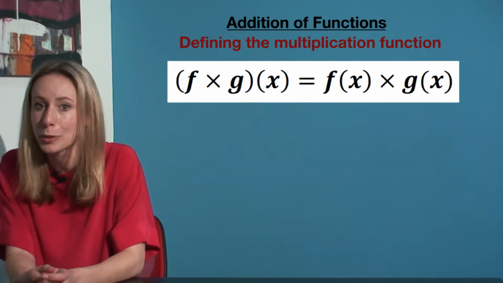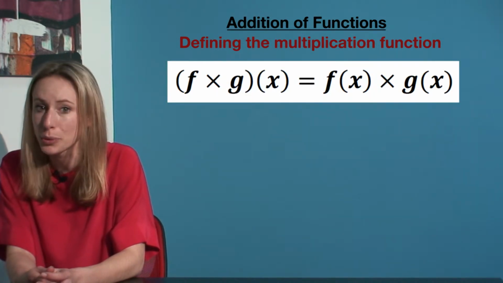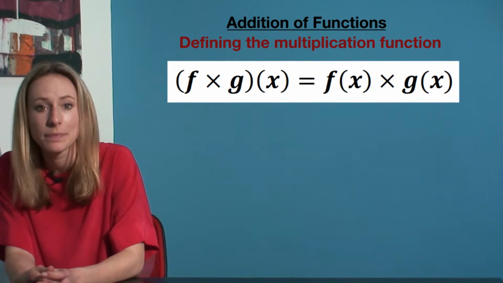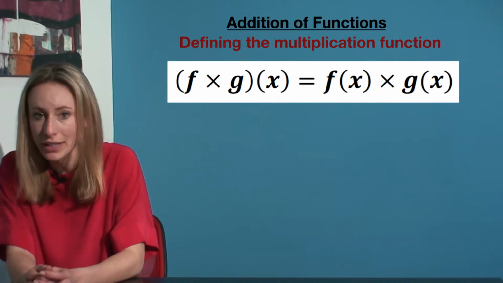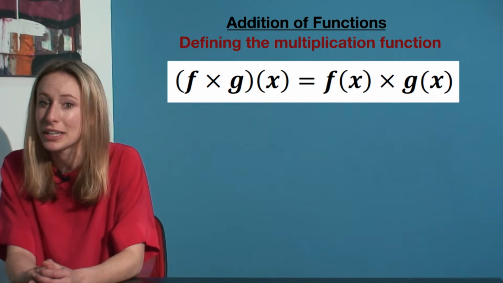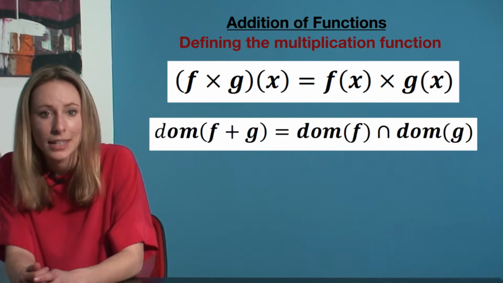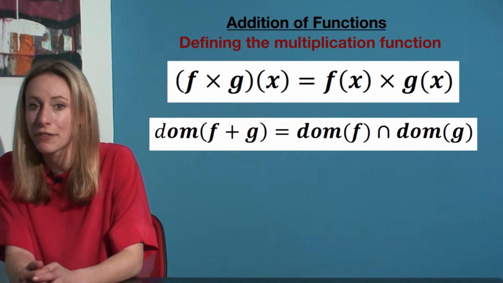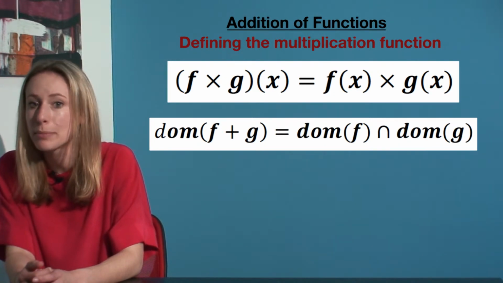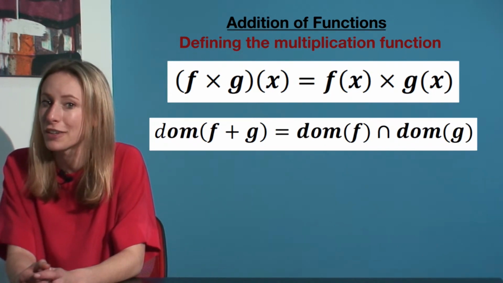In order to define the multiplication function, we just follow the rule that f times g of x equals f of x times g of x. Basically, this means that we can just multiply the functions together to get the multiplication of the functions. The domain of f times g is equal to where the domain of function f intersects the domain of function g.